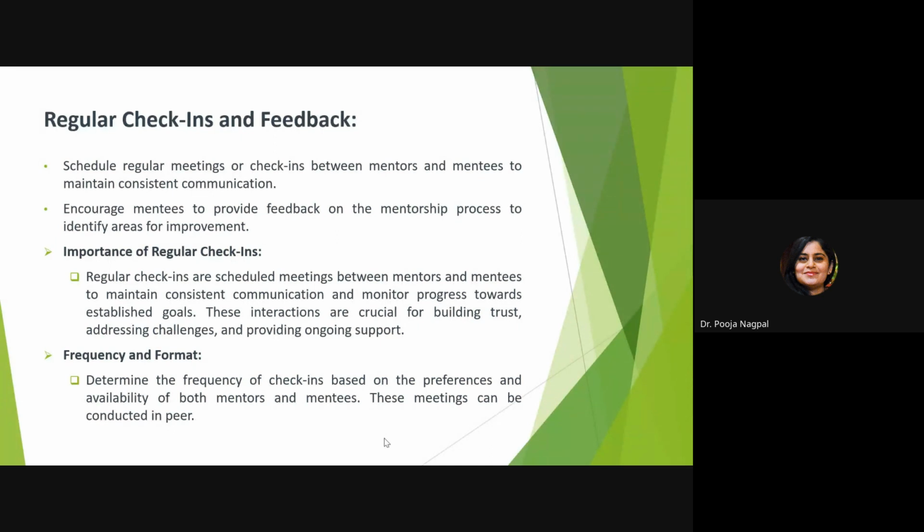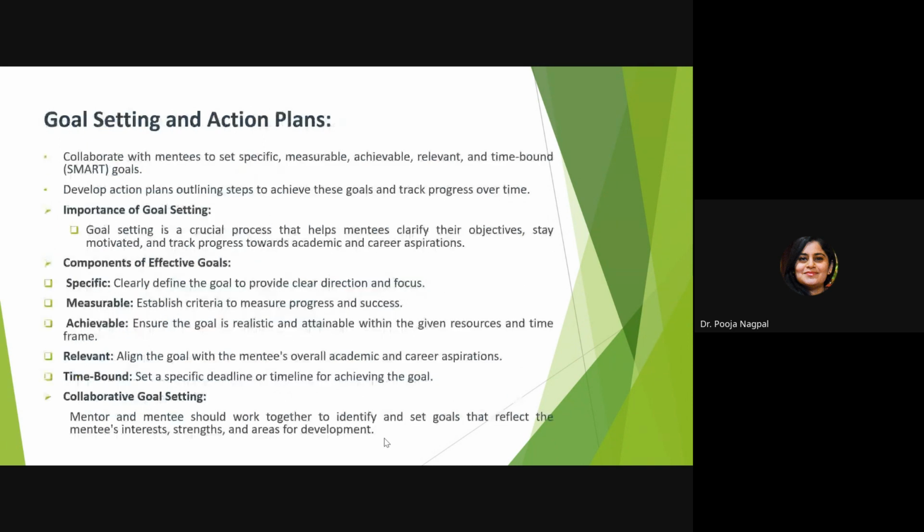Frequency and format depend upon the university, how much frequency they want and what type of format they provide to the students. So determine the frequency of check-ins based on the preferences and availability of both mentors and mentees. These meetings can be conducted in person.